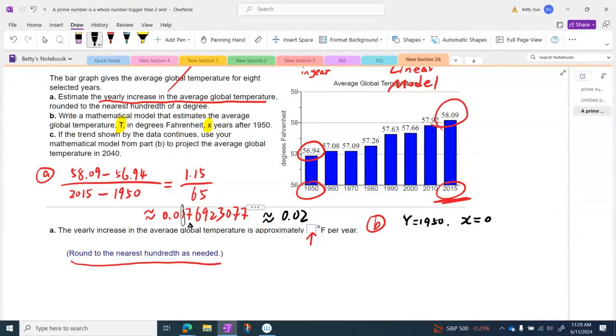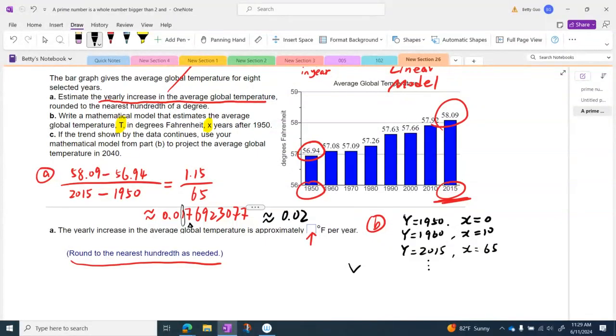X here represents the number of years after 1950. So when the year is 1950, that's the initial year, X is 0. When the year is 1960, X is 10. Do you agree? When the year is 2015, X equals 65, and so on. You see the relation between the year and the X.